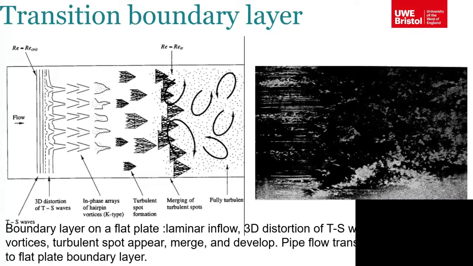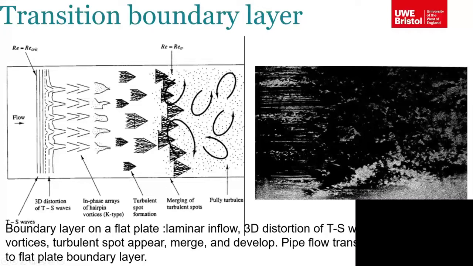Some natural phenomena. Now this is a boundary layer on a flat plate. These are the pictures. You can see the fast stream, the mainstream, and that's the boundary layer. So laminar, transition, turbulent.